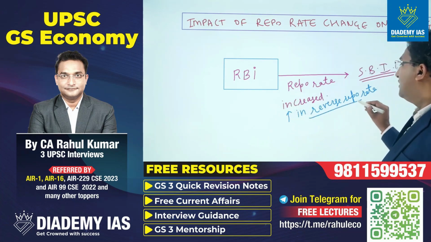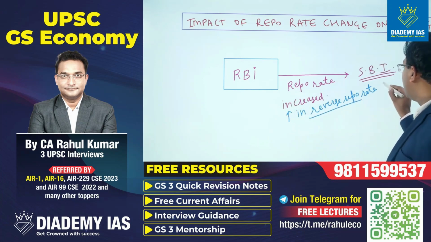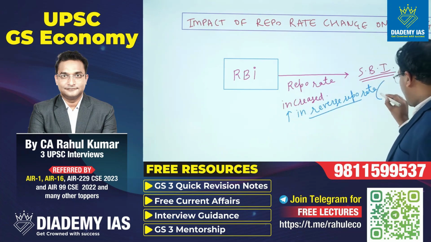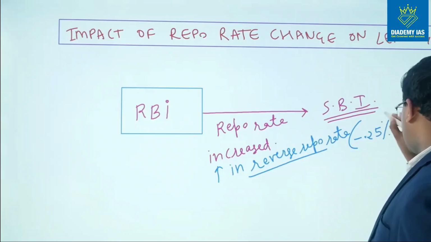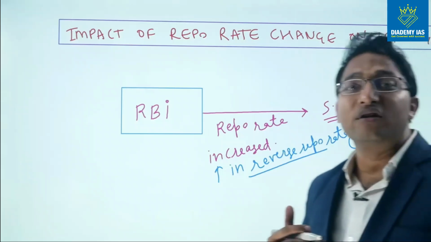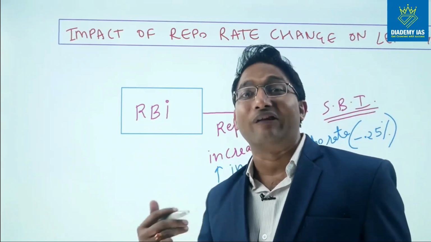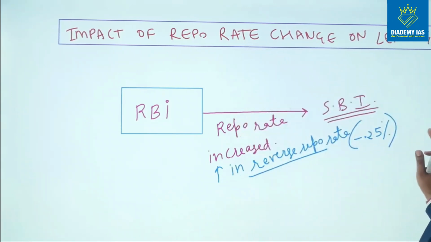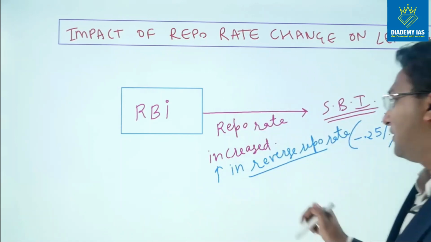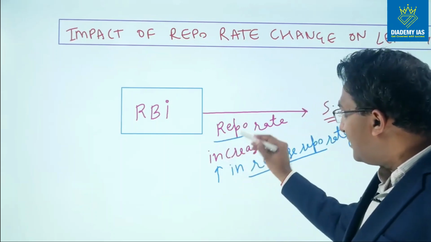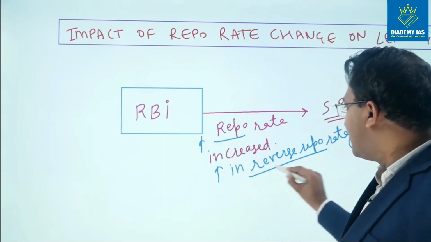And you must be remembering that this reverse repo rate is less than the repo rate to the extent of minus 0.25%, right? So this 0.25% is the policy corridor rate. So as of now, this reverse repo rate is 0.25% less than the repo rate, right? So increase in the repo rate means there is increase in the reverse repo rate.